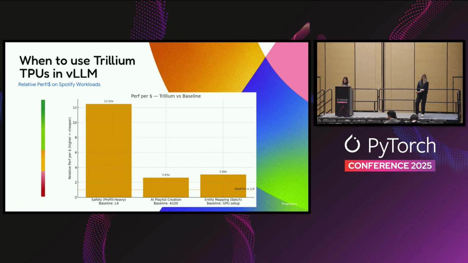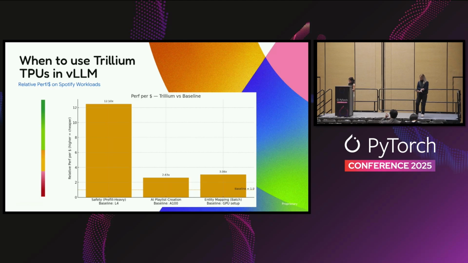So displaying these workloads side by side gives us insight into when we could pursue using Trillium TPUs in vLLM. And again, emphasizing we're not trying to move every workload to TPUs, but our goal here is optionality and providing guidance on when TPUs give better performance per dollar. So it would make sense for us to consider moving that workload to them.